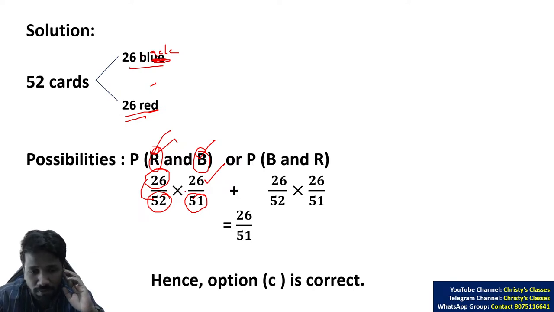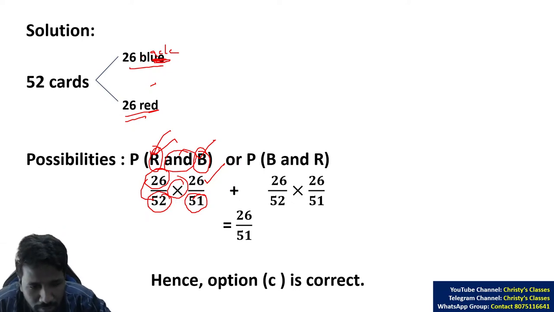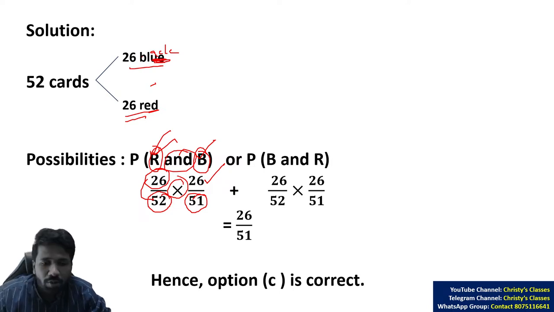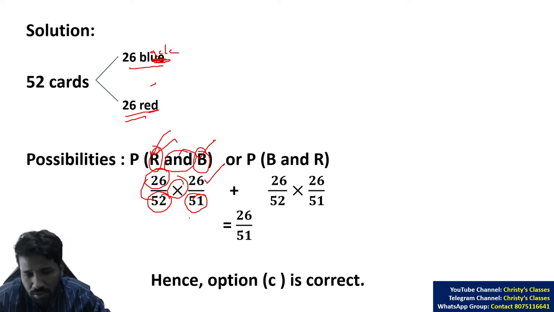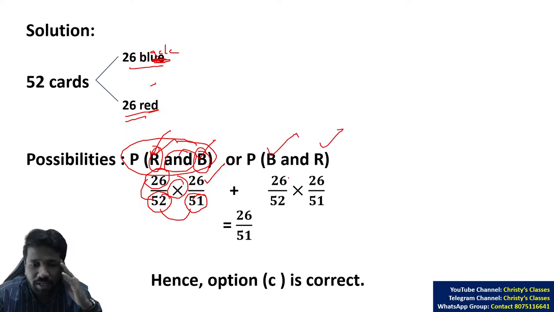So 26 by 51. And means multiplication. Fundamental principle of counting, multiplication rule. If one thing can be done in m ways, another thing in n ways, both the things together can be done in m into n ways. So 26 by 52 into 26 by 51. Multiplying, you will get the probability of first one red and second one black. Abhi first one black and second one red, same logic.